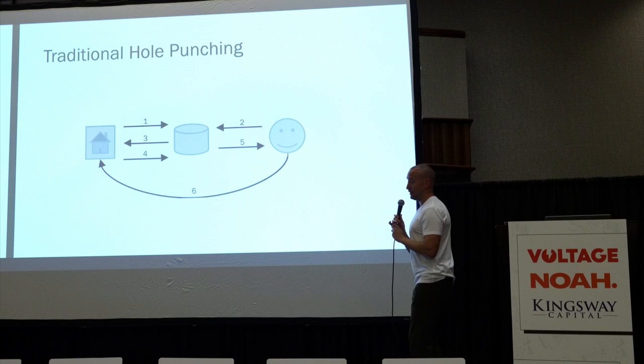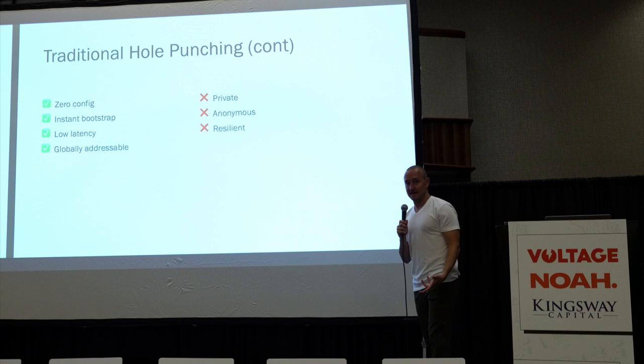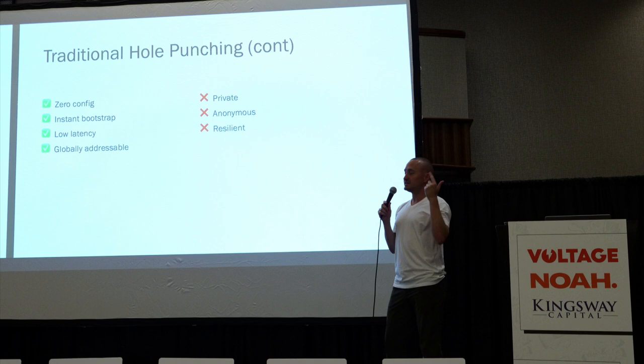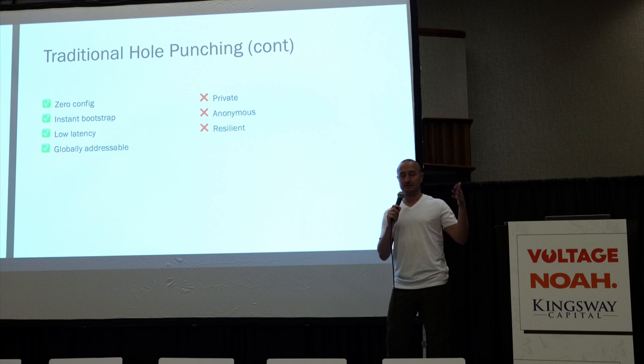The problem is there's that discovery server in the middle. This is a middleman. So it's zero config. You don't need to do much to make this work. I know it sounded complicated, but it'll just work. It has instant bootstrap, low latency, and is globally addressable. It's not private, it's not anonymous, it's not resilient. You're very dependent on the discovery server. If the discovery server goes down, you can't communicate with the device in your home.